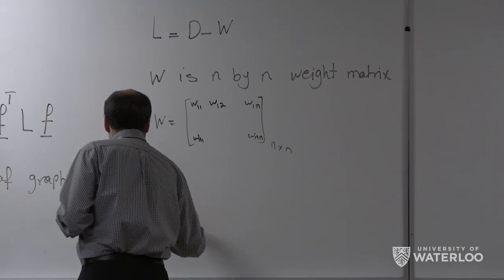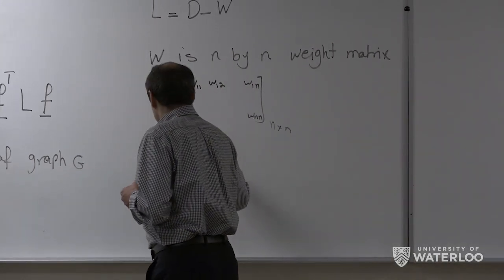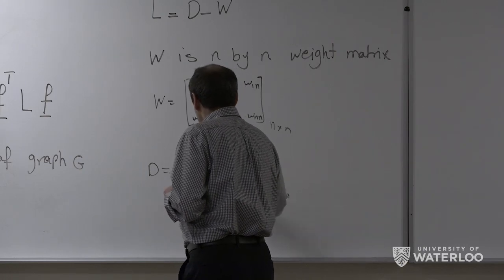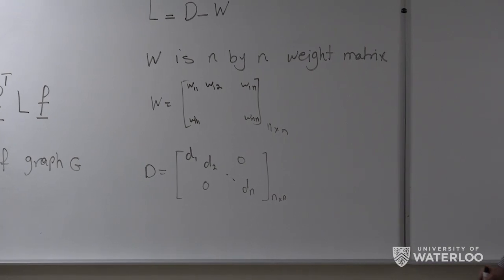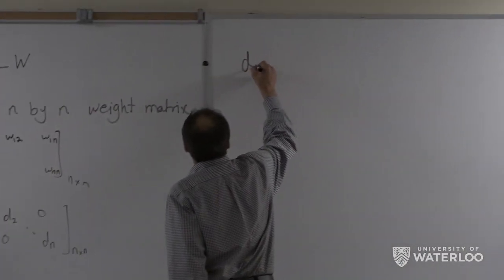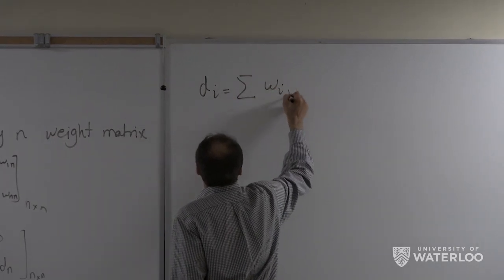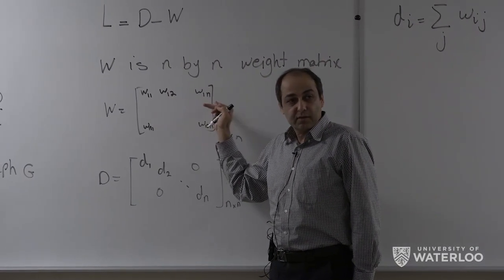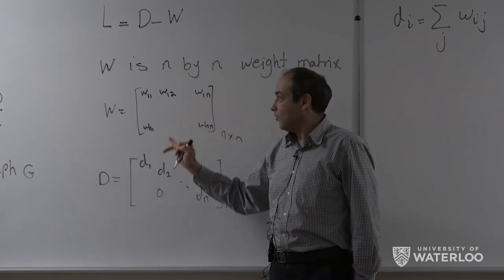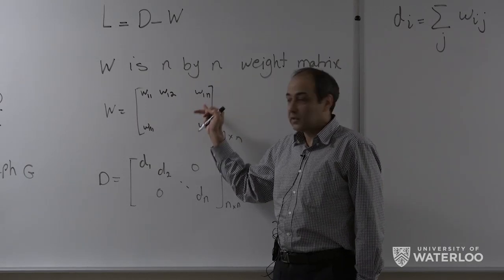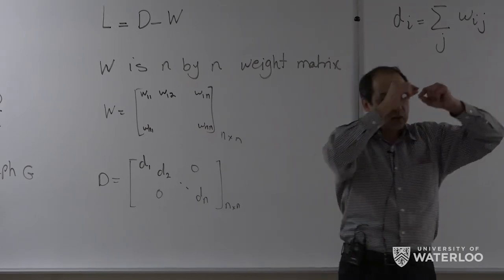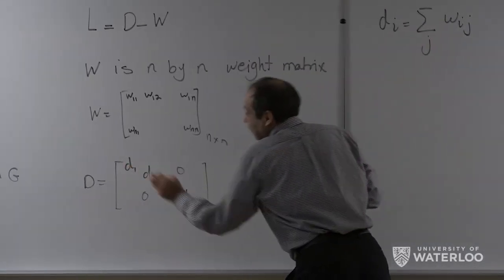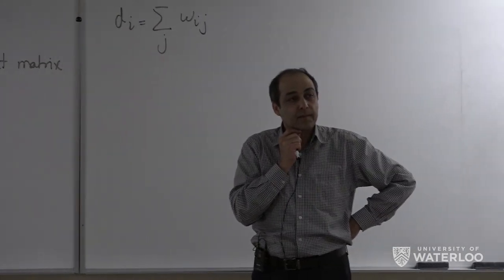And D is a diagonal matrix of this form: D1, D2 to Dn. So it is an n by n matrix, but it's diagonal, so all off-diagonal elements are 0. In the diagonal elements, di is basically the summation of wij over j. So it means that you add the elements of this row of the matrix. This summation would be d1. And you add the elements of the second row. This summation would be d2, and so on. So basically, each row of matrix W, you add it up, and the value would be the diagonal value of matrix D. Okay? Is that clear?